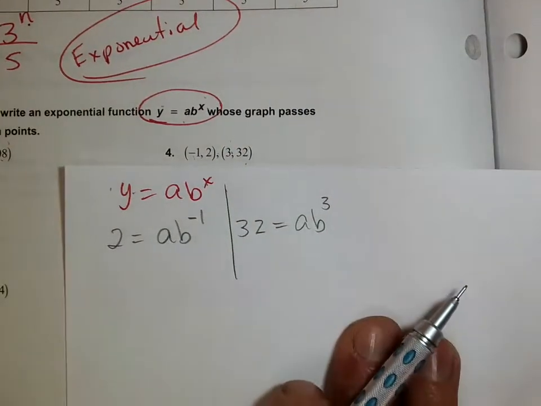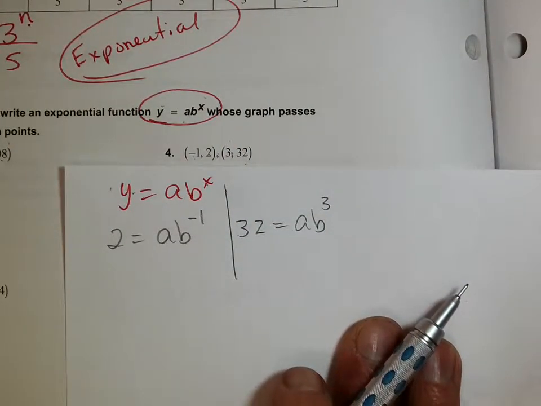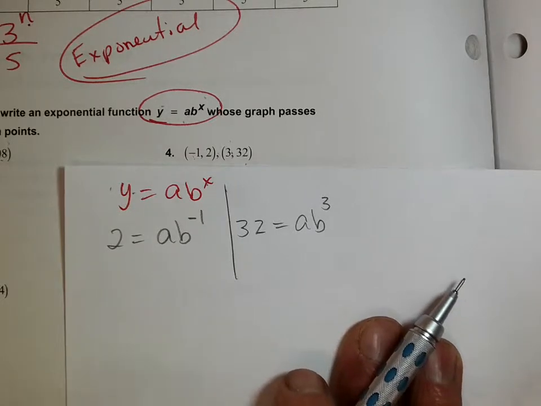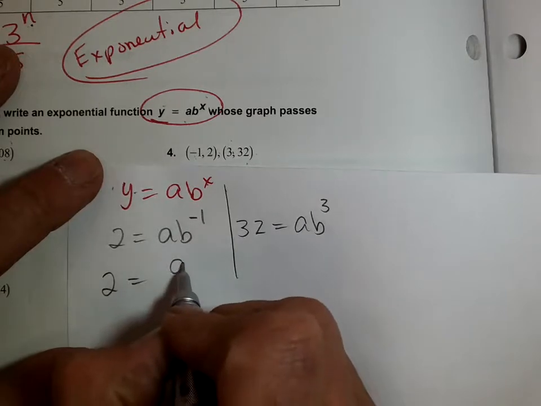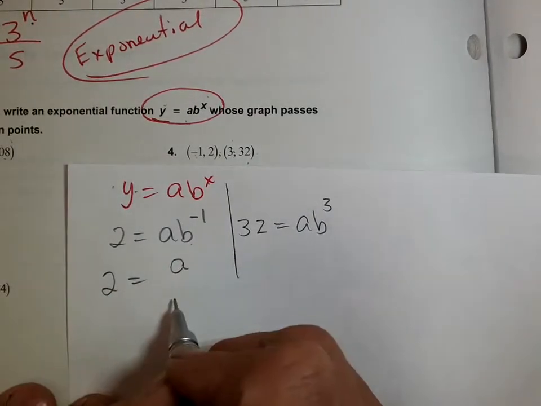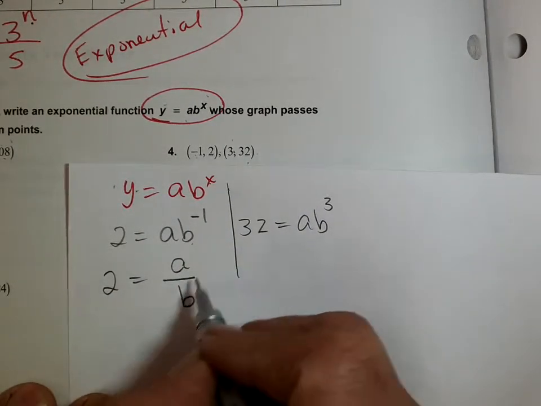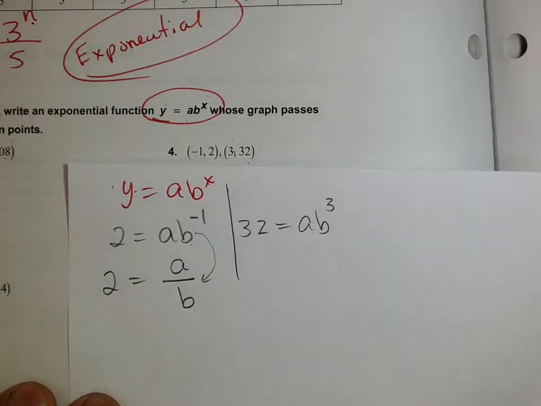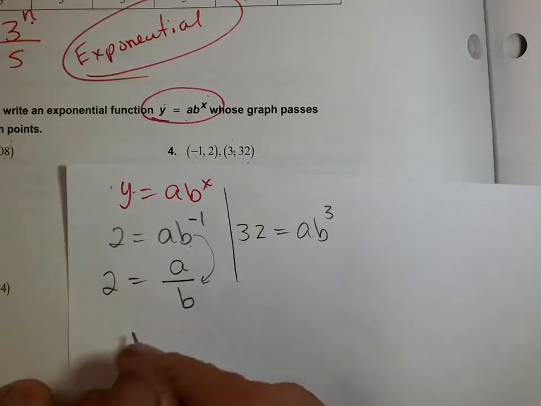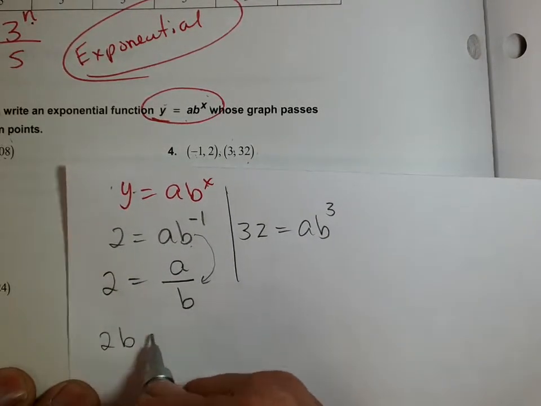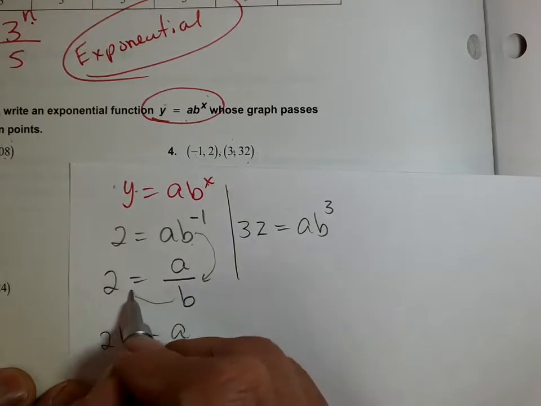Now, I have 2 equations. I need to substitute. So let me go over to the first equation. Let me rewrite it real quickly. I do know with negative exponents, I'm going to bring this down. You okay with that? Brought the b down because of the negative exponent. And if I have to solve for a, I'm going to multiply by b. So I've got 2b equals a because I multiplied up the b. I'm just going to solve it.